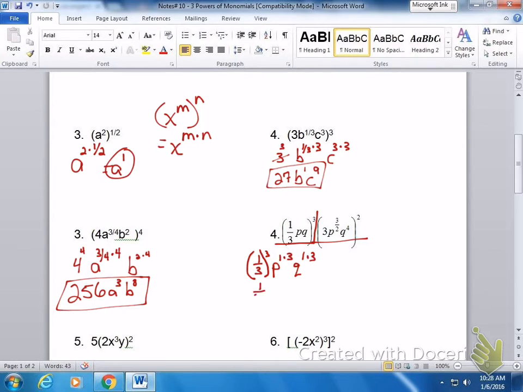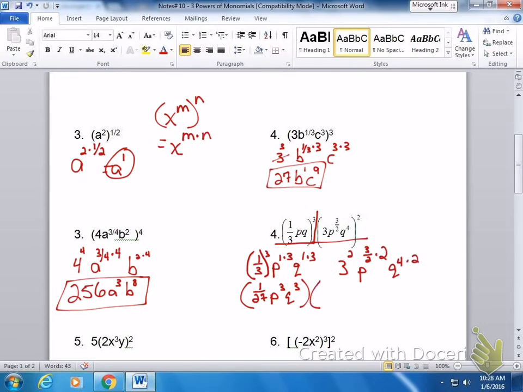1/3 cubed is 1 over 27. Then I have p to the 1 times 3, which is 3, and q to the 1 times 3, which is 3. Now that still goes in my parentheses. Let's move over to the other one. I'm going to have 3 to the 2, p to the 3 halves, times the power raising it to, which is 2, and q to the 4th times the power raising it to, which is 2.